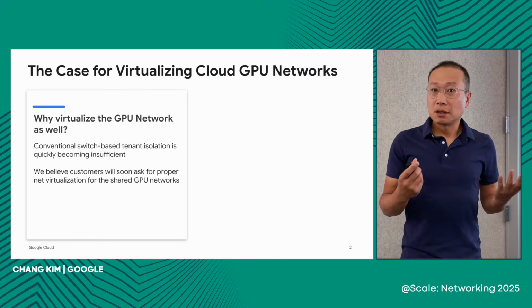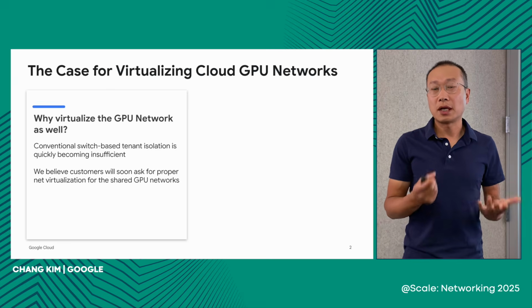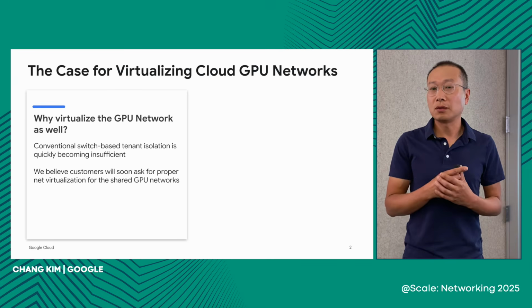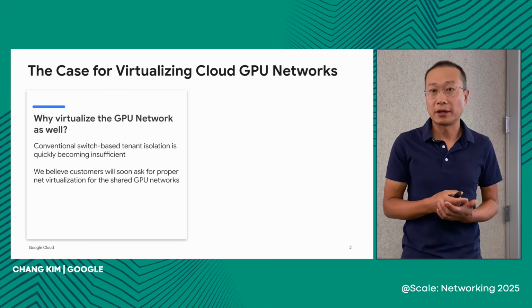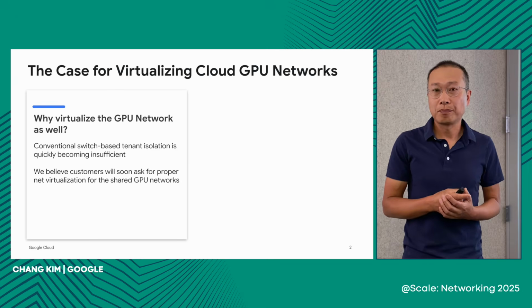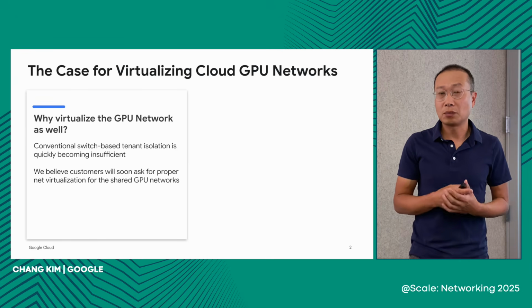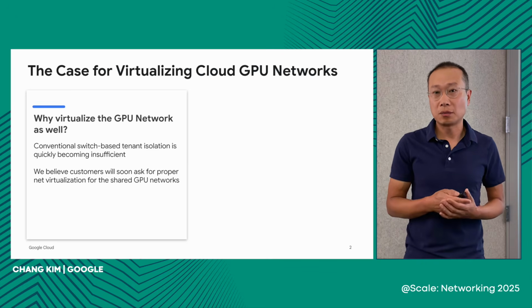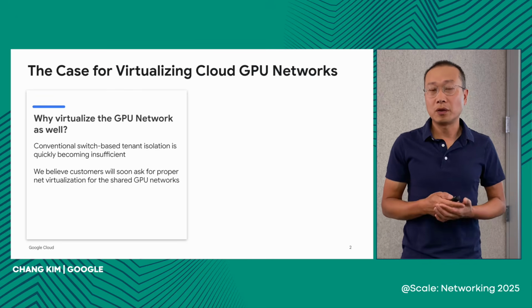The state-of-the-art technology that ensures reachability isolation among these tenants sharing the GPU network has been fabric or switch-based isolation technologies such as VXLAN or VRFs. These technologies definitely have been useful in the early days of GPU networking because they offer reachability isolation, but we are now observing a change in customers' demand in terms of scale, feature set, and security requirements.